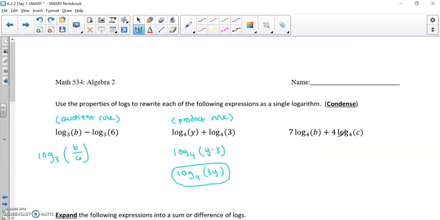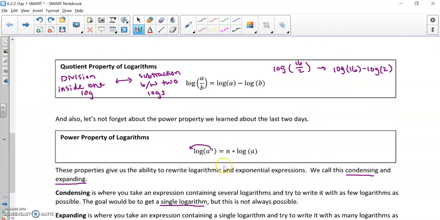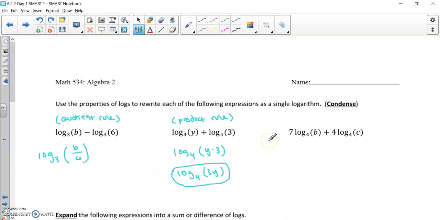Okay, and if you remember where that comes from, let's look back at our notes. The power property is what does that, right? If there's a number in front of a log, that means it originally could have been an exponent inside of the log. And when we condense logarithms, we like exponents. We don't want them to be sitting outside. We actually want to bring them back.